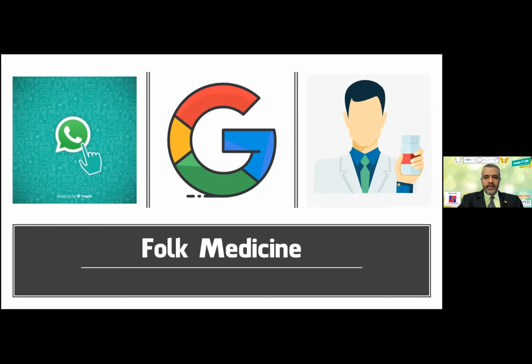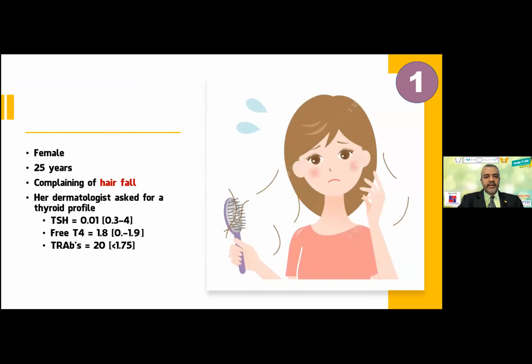Starting with this case scenario, a female, 25 years of age, she complained of hair fall. She has gone to her dermatologist, who asked for a thyroid profile. The thyroid profile came out identical to this one that I have shown you. The TSH was suppressed. The free T4 was high normal. He also ordered TSH receptor antibodies to diagnose Graves. And here you see it is markedly elevated above the detection limit.